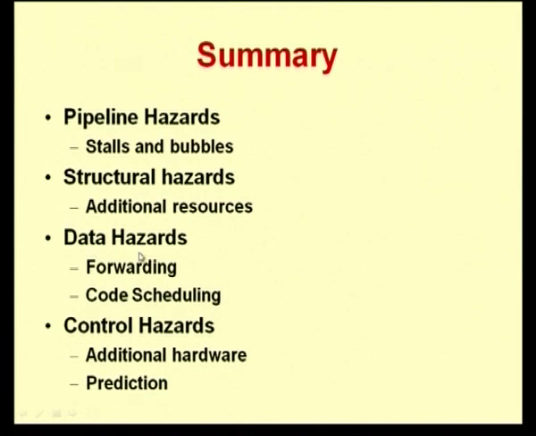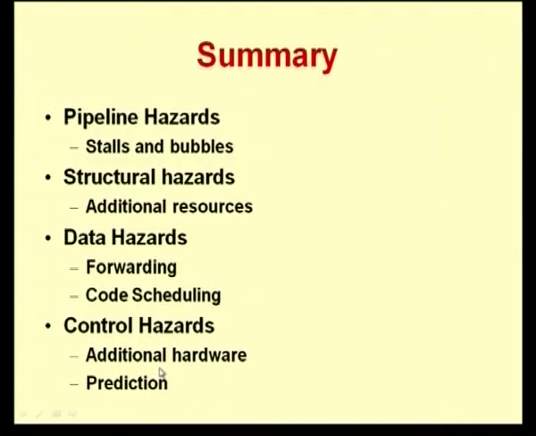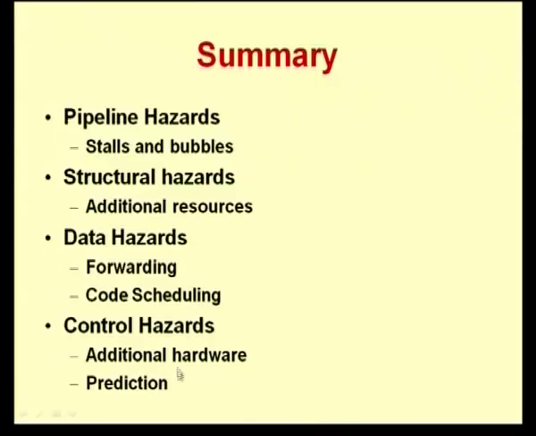We saw two examples of how forwarding can be done. Of course, this requires some additional data path to be introduced. We saw how that needs to be done, and then how control hazards can be handled by means of additional hardware. Of course, there is also something called branch prediction that is used when you are handling control hazards.